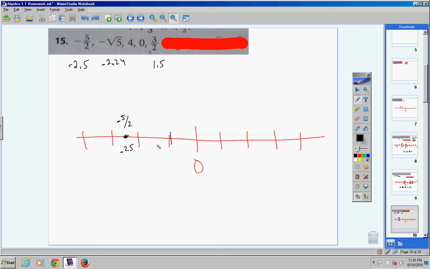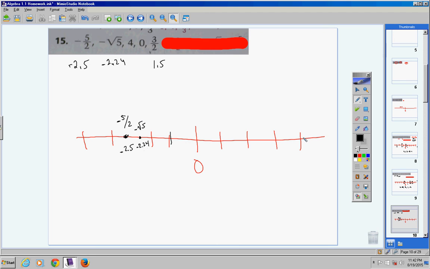Negative 2.24. Now let's be careful here. I'm going to slide this down to give me a little room, okay? Decimals can be confusing, so here we go. Negative 0, negative 1, negative 2, negative 2.1, 2.2, 2.3, 2.4. So negative 2.24 would come to the right of negative 2.5, and that's negative square root of 5.